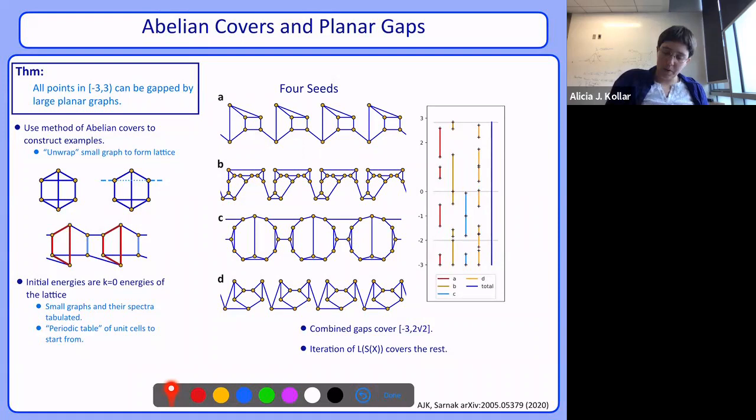And then what Peter was able to show is that given this set, starting with these gaps, if you proceed with iterations of subdivision and line graph, you can fill in the remaining portion up here where all of these in fact have eigenvalues. And so putting those ingredients together, you can prove that you can put a gap at any place between -3 and 3, except for 3.